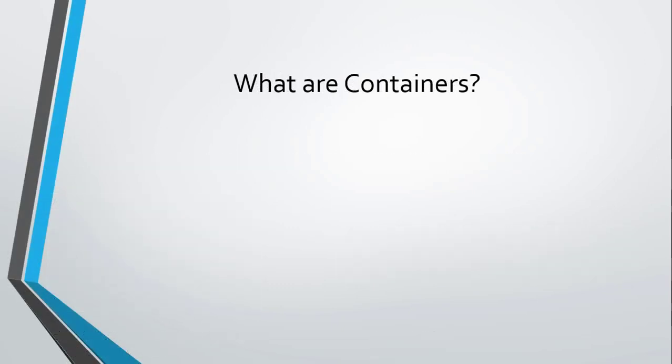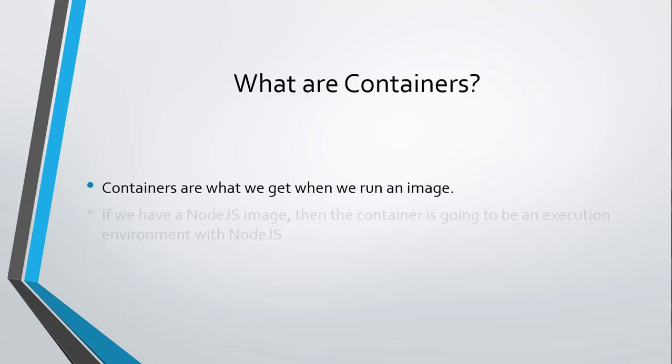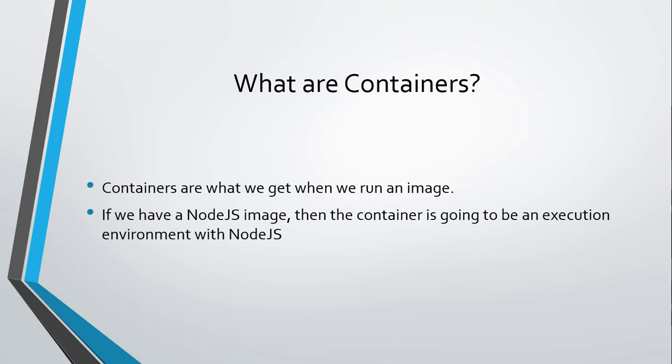We have already said that containers are what we get when we run an image. If we have an image of Node.js, then the container is going to be an execution environment with Node.js. That is, we could enter our container and interact with Node.js. We could run arbitrary JavaScript code if we wanted to. From the same image, we can instantiate as many containers as we want. Thus, if we have a Go application in an image, we can instantiate that application as many times as we want in different containers.